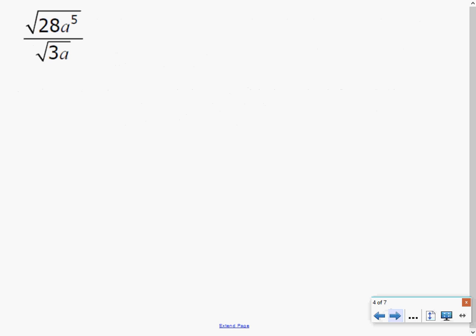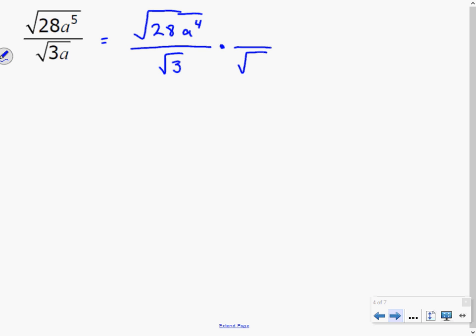I have a square root divided by a square root. I can't divide the 28 by the 3 or reduce it. I can divide the a's, though, so I'm going to do that. So I get 28a to the 4th over the square root of 3. So what I'm saying is, to get rid of that square root of 3 in the denominator, I need to multiply the denominator by the square root of 3.